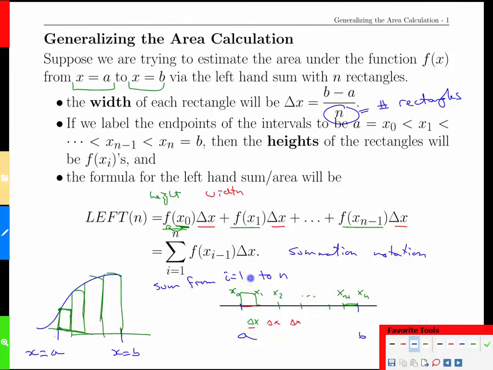And then we go to i equals 2. When we do that, we get 2 minus 1 here. Oh, that's x sub 1. So the height at x sub 1 times delta x, plus, and so on, always incrementing i here.